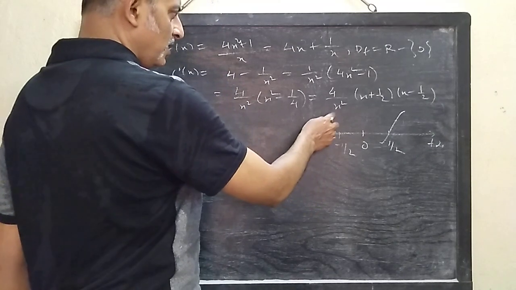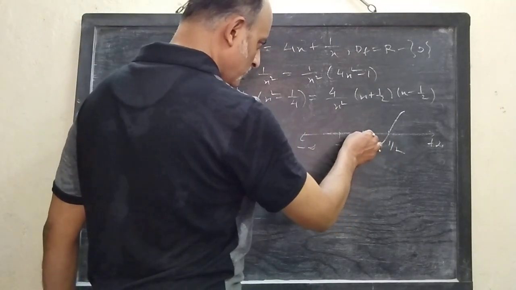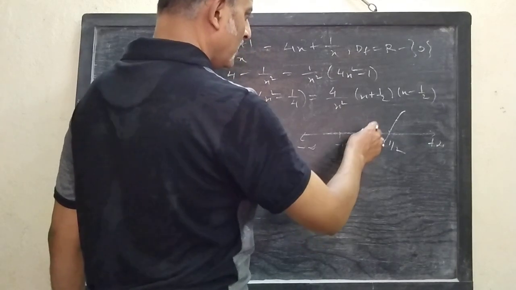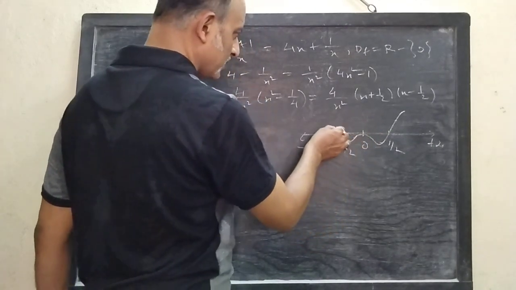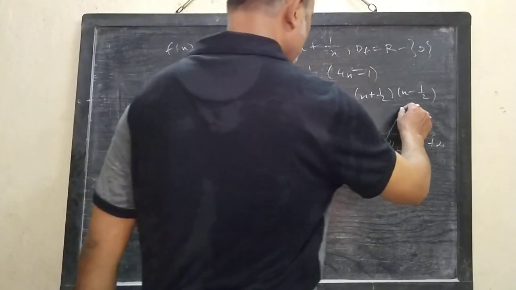0 is a double point because it has even power. So it will bounce from 0 and then it will cross through minus half because minus half is an ordinary 0.